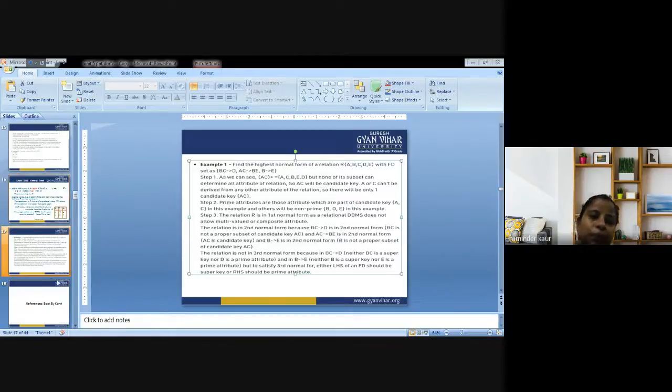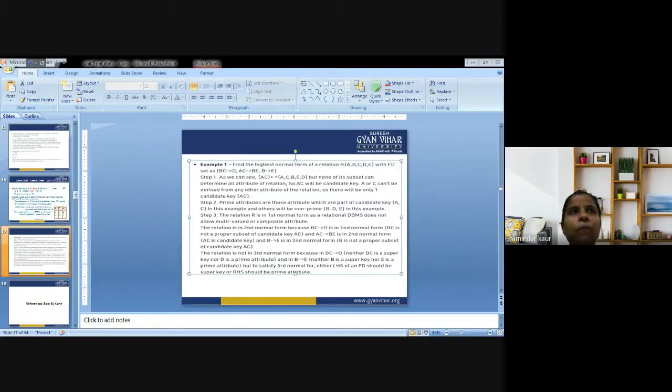So this could be the case. So the highest normal form of the relation could be second normal form. Second normal form. For example, let's say a layman example. You can take any layman example.